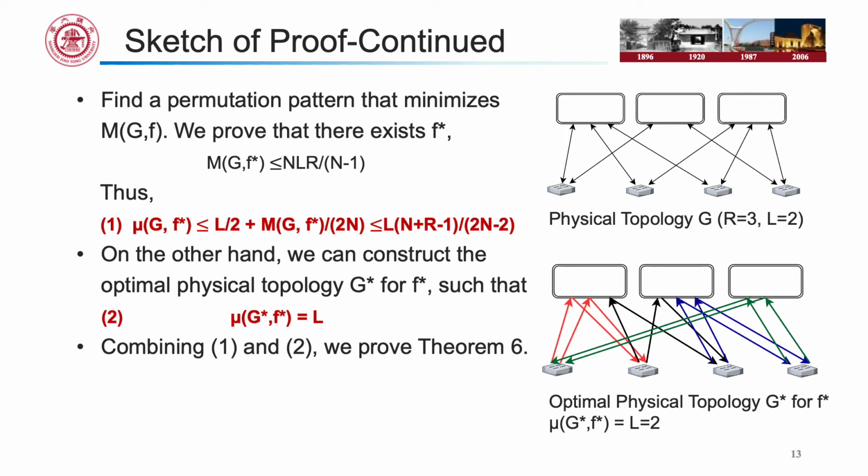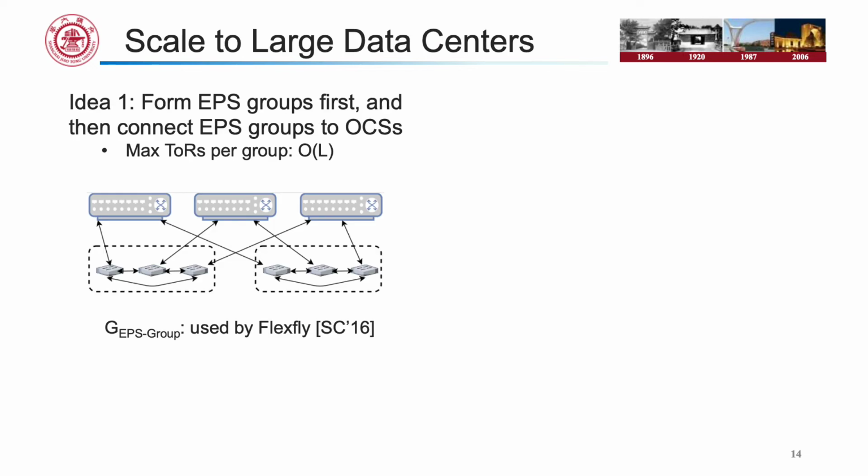Combining these two inequalities, the impossibility result is proved. Even though optimal physical topology does not exist for large-scale data centers, we still need to think about how to design a physical topology with good performance. Based on the existing literature, we found 3 approaches to construct large-scale physical topologies.